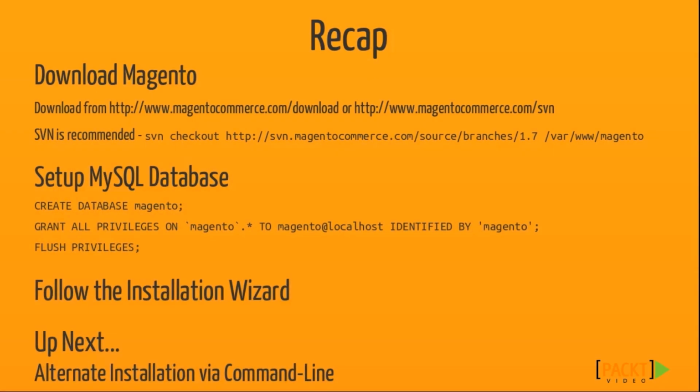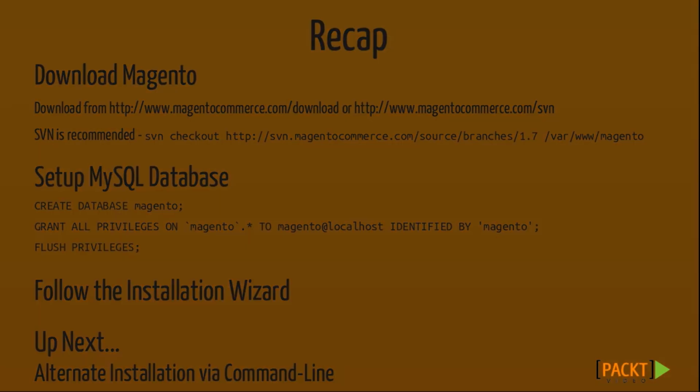So let's recap. In the beginning of this video, we downloaded the Magento source code by checking it out from the SVN repository. This is a recommended approach for technical users that are familiar with SVN because it will help you upgrading Magento in the future. Next, we set up a MySQL database user so that Magento has its own user and doesn't have to share an account with other applications on the server. Following the installation wizard was pretty straightforward. However, if you run into any timeout issues or the installation crashes, you can stay tuned for the next video where we'll be going over an alternate installation method via the command line. So stay tuned.